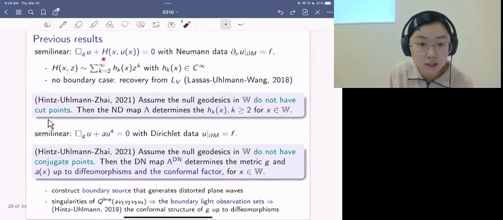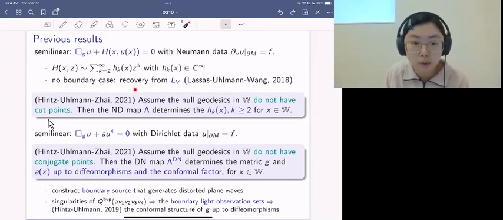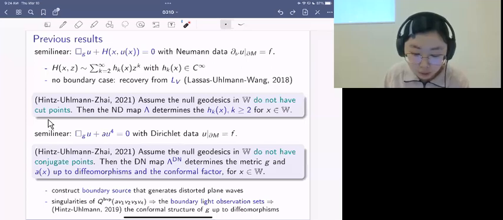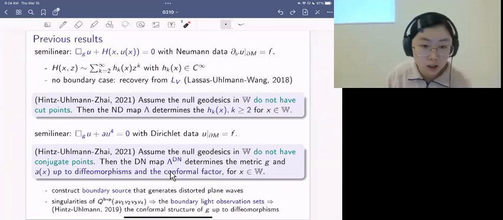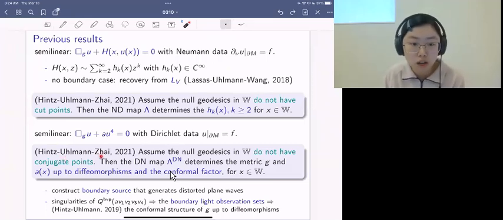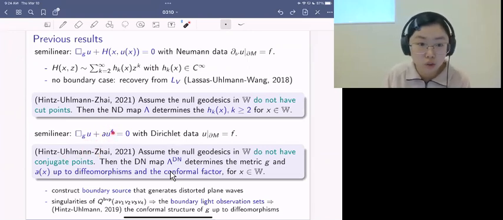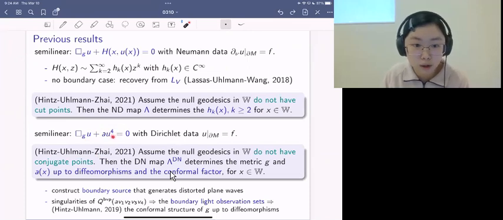The same semilinear equation for the no boundary case, that is the recovery from the source-to-solution map, is considered in the paper by Lassas, Uhlmann and Wang in 2018. In another paper by Hintz, Uhlmann and Zhai, they consider the semilinear equation with the nonlinear term a u to the fourth power. They assume the null geodesics in the set we consider do not have conjugate points, then the Dirichlet-to-Neumann map will determine the metric up to diffeomorphisms and the conformal factor.